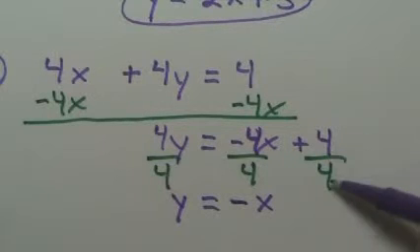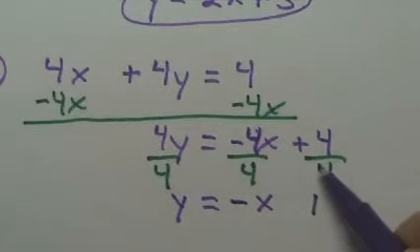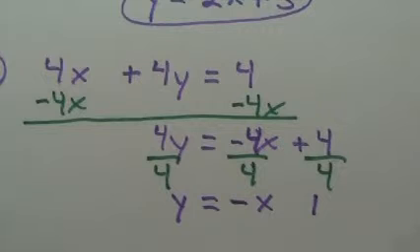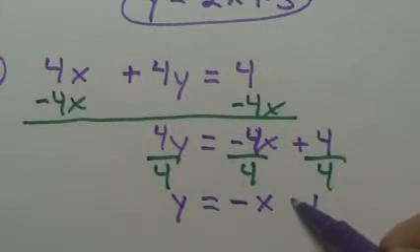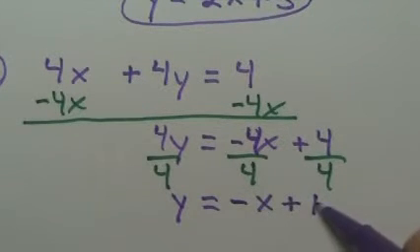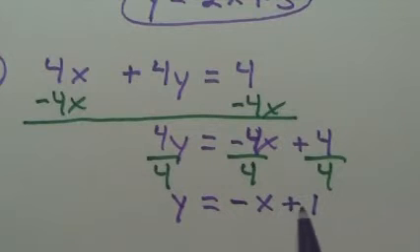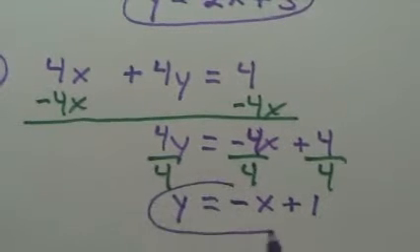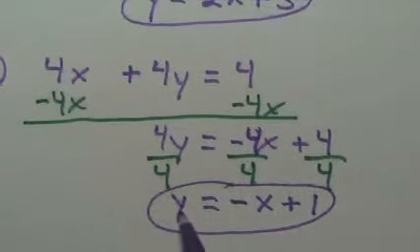Next, we have 4 divided by 4. That's just 1. And is it a positive or a negative 1? That's a positive 1. So you put a plus because it's positive. Remember, the symbol in front tells you whether it's positive or negative. So there's my equation. I just changed it so that y is by itself. y is negative x plus 1.